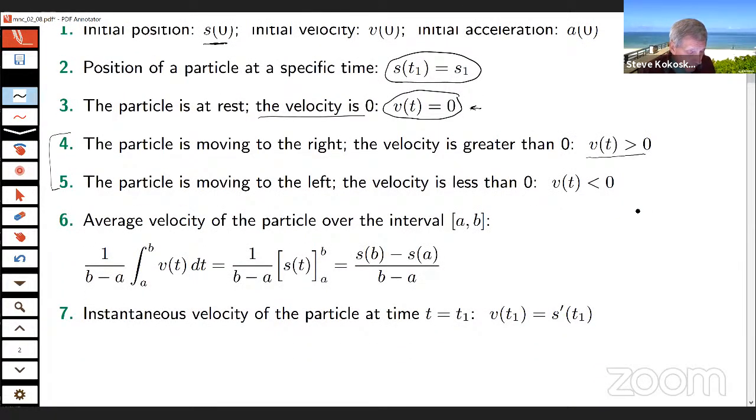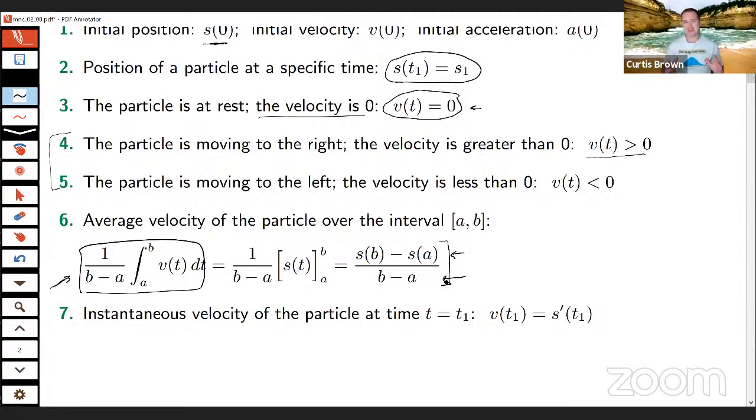6 is the average velocity of the particle over an interval, let's say A to B. Well, there are a couple of interpretations of this one, Curtis. I'm gonna just draw a little arrow here. This expression right here is really just the average value of a function, and that function happens to be velocity, and that's how we might interpret this phrase. Another way to interpret this is if you look at the end here, this is just the distance traveled in the numerator divided by the elapsed time in the denominator. And that, of course, is just the average velocity of the particle over that interval. I think there's a great amount of sense that can be made out of that last version of that there.